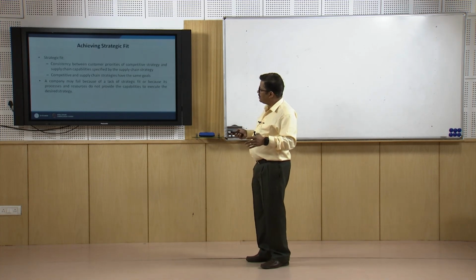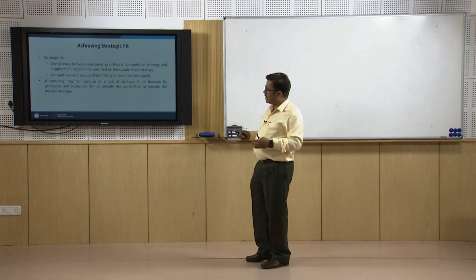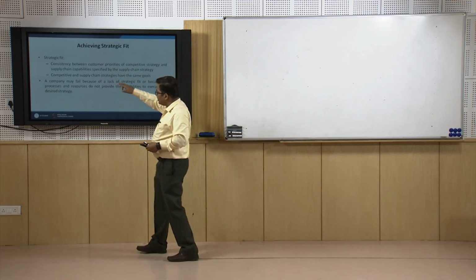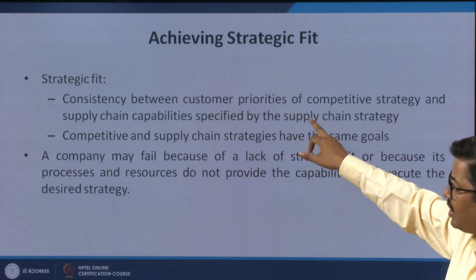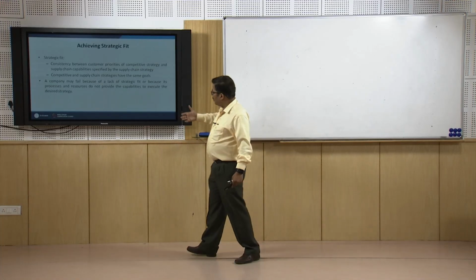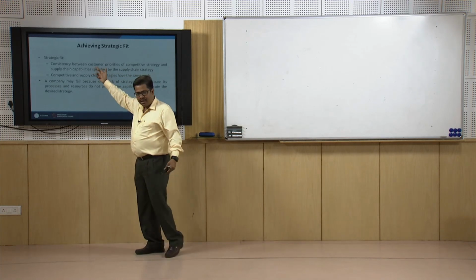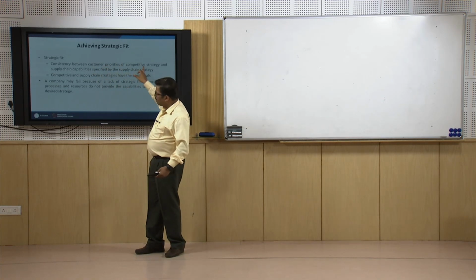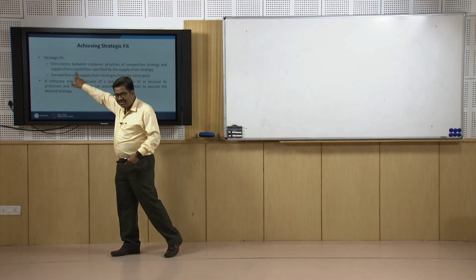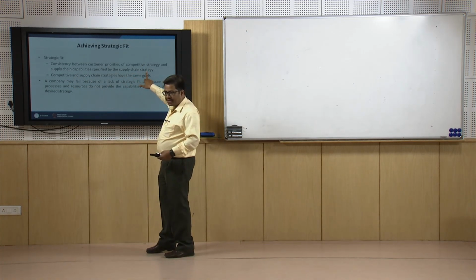And for that purpose, we further talk of strategic fit, where we should have consistency between the customer priorities of the competitive strategy and our supply chain capabilities specified by the supply chain strategy. Now, it is very, very important to understand that customer priorities determine my competitive strategy, and supply chain capabilities determine my supply chain strategy.